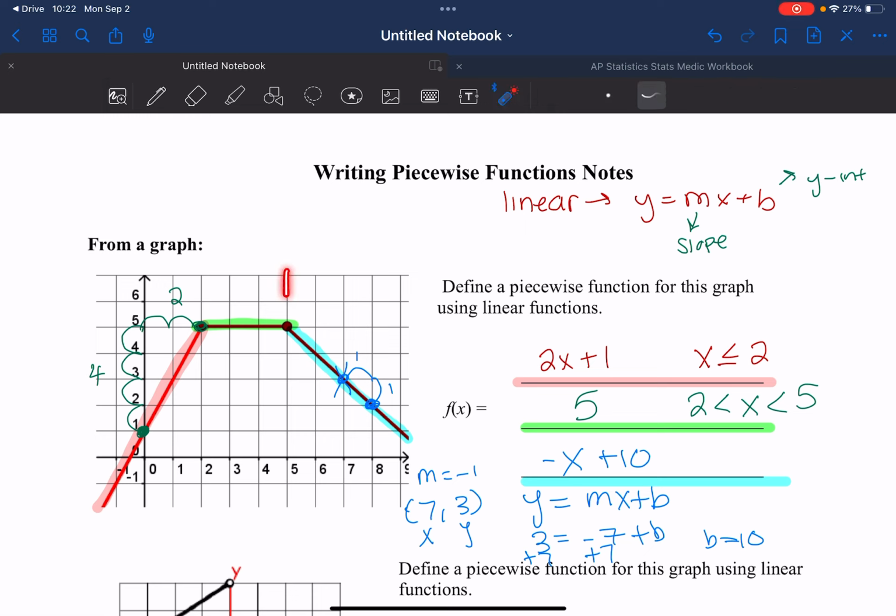And then looking at the restriction, it looks like it's going to be all numbers bigger than 5 because it keeps going in this direction. All numbers bigger than 5. So it's going to be x is greater than or equal to 5.